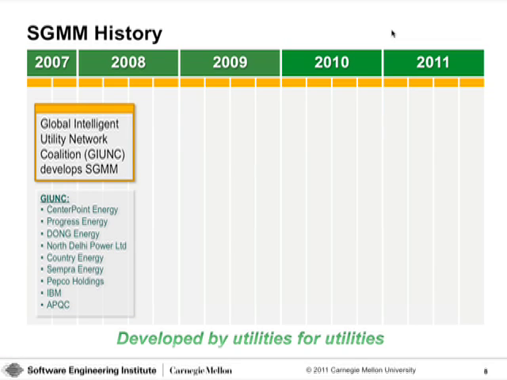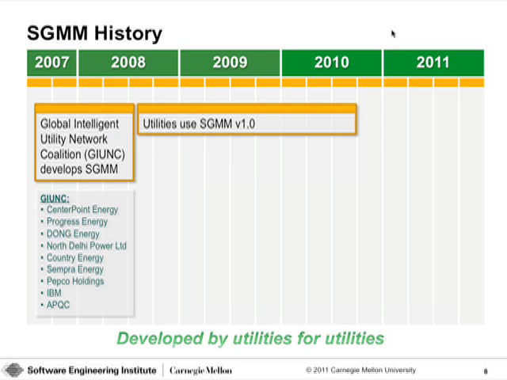This slide, page 8, shows the history of the Smart Grid Maturity Model. The model was developed by utilities for utilities. Specifically, the Global Intelligent Utility Network Coalition developed the Smart Grid Maturity Model starting in late 2007 and released it for use in mid-2008 as version 1.0. There's a list of the core participants on the coalition shown on this slide. I'm not going to read them to you, but they are innovative utilities from around the world.